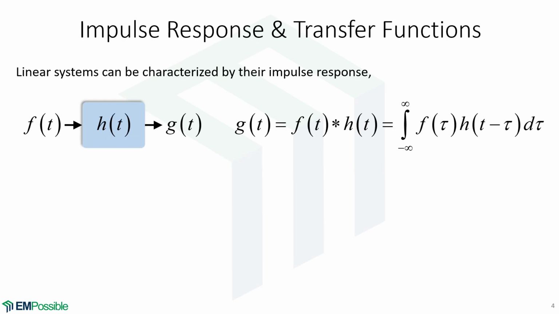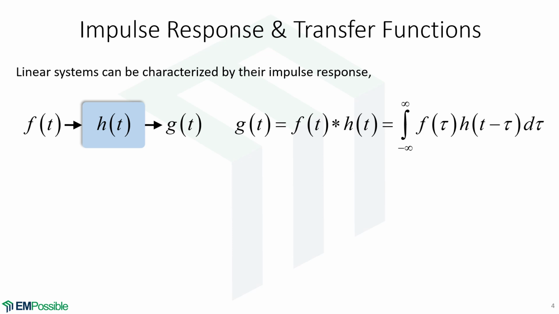This is definitely not going to be a comprehensive discussion of linear systems, but roughly we can say that if a system is linear, we can characterize it with an impulse response. And we write that here as h of t. So if we have an input f and an output g, we can calculate the output by convolving the input with the impulse response. And then here's our integral equation to calculate that convolution. This is all a time domain thing.